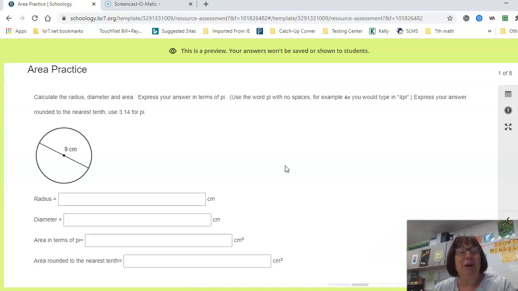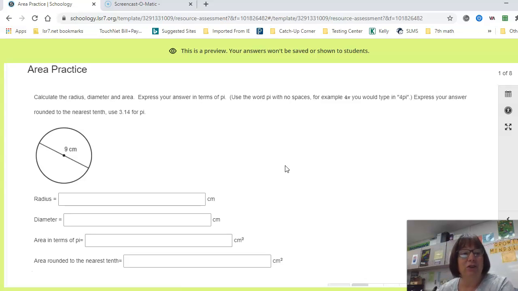So the first type of problem you might see shows a picture of a circle, and you're going to have to determine, it says calculate the radius, diameter, and area. Express your answer in terms of pi. Remember how we did that the other day? 4 pi would be 4 pi, and express your answer rounded to the nearest tenth using 3.14 for pi.